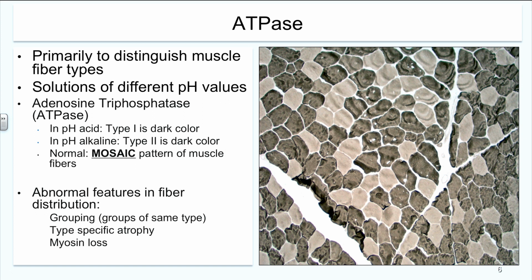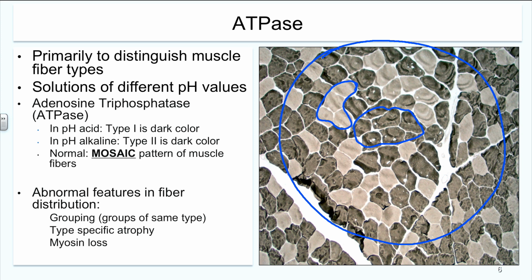And what a normal muscle shows is a mosaic pattern. That's what we see here. Or maybe you would like to call it a checkerboard pattern. You would see that the distribution is quite regular, and you have some fibers that are of one color, and then other fibers that are of a darker color. And so this is what you want to see in a normal muscle.